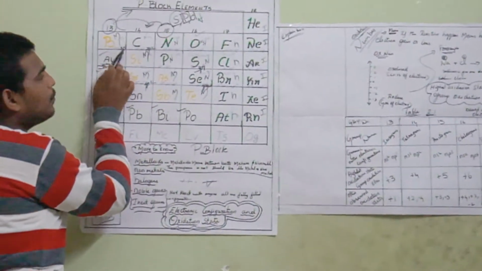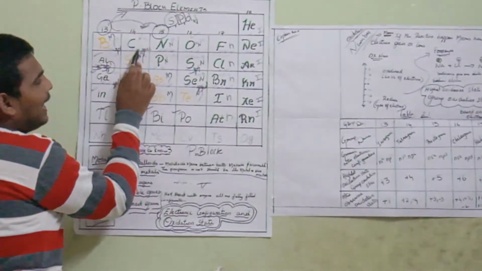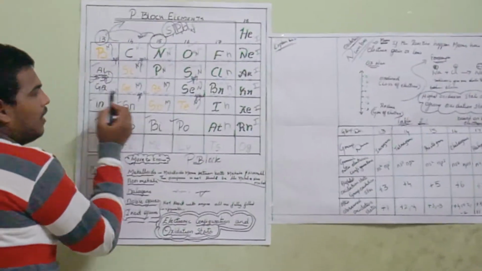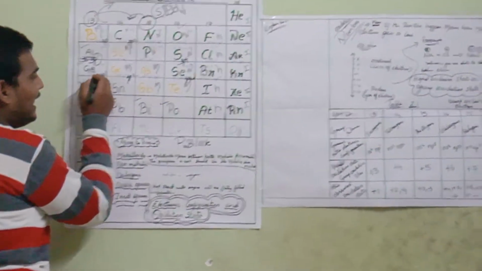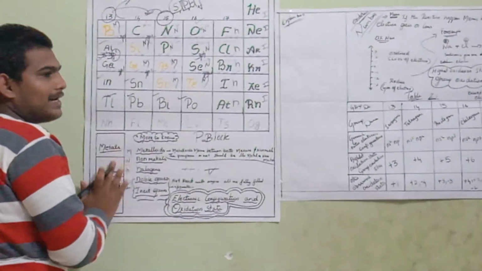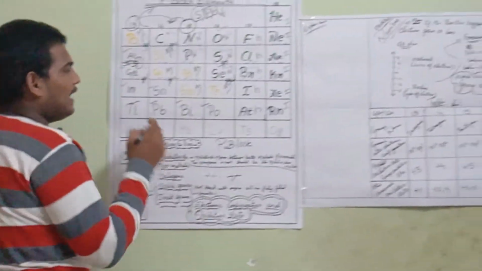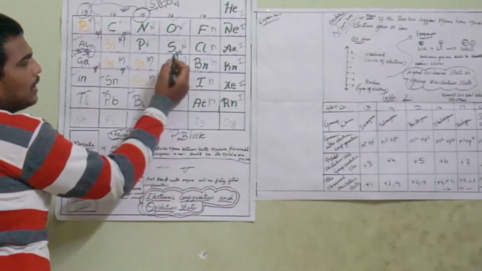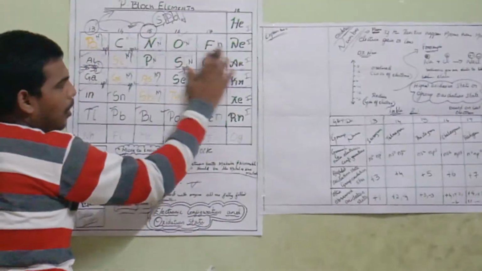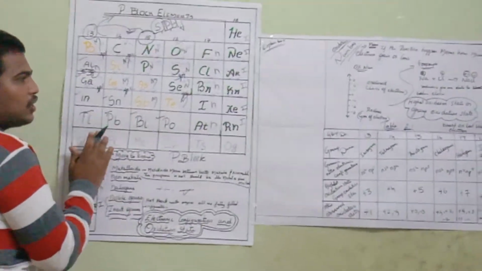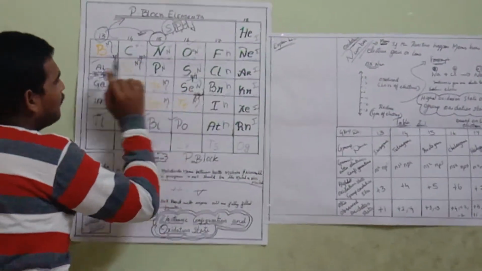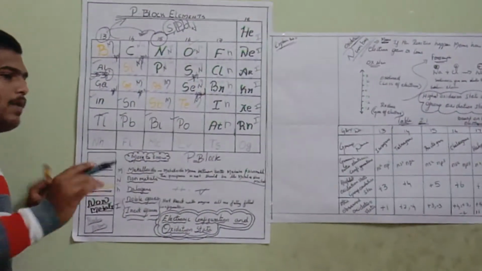1s2, 2s2, 2p1. 1s2, 2s2, 2p2. For the second one, 3s2, 3p1. For the fourth one, 3d10, 4s2, 4p1. These were not present in our textbook, but I am saying 4p1, 4p2, 3p4, 3p1, 2p2, 2p1. Like this, in all these elements the final electron is present in the p orbital. So we say that groups 13 to 18 are known as the P block element.